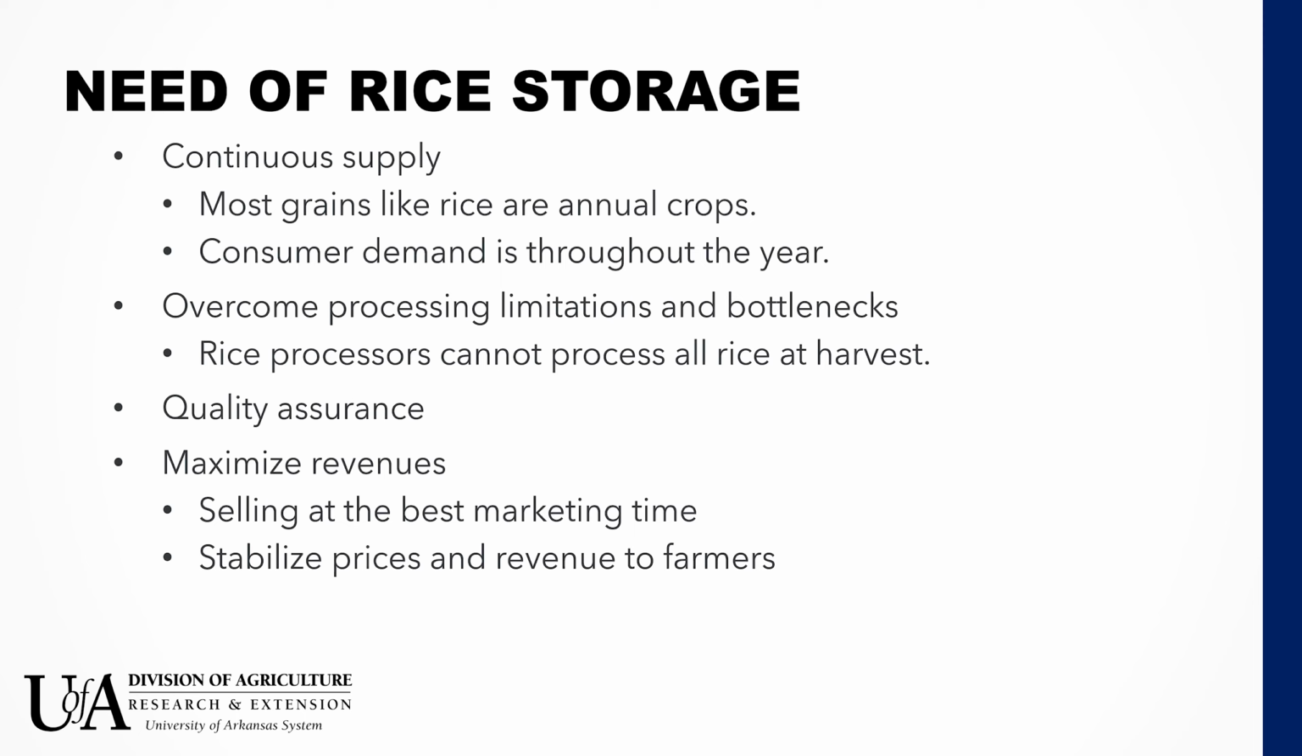What are some of those processing limitations? Our dryers can operate at given capacities, so our milling systems, they can mill at given capacities. And for us to be able to continue with the process, we need to store rice in some good condition so that we can retrieve it for those processes.